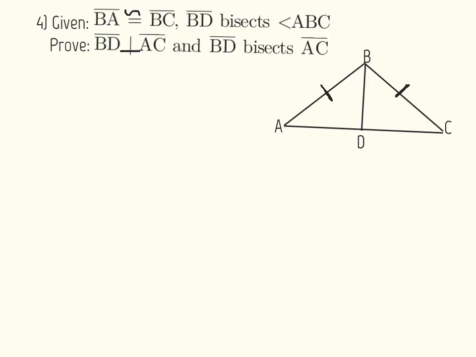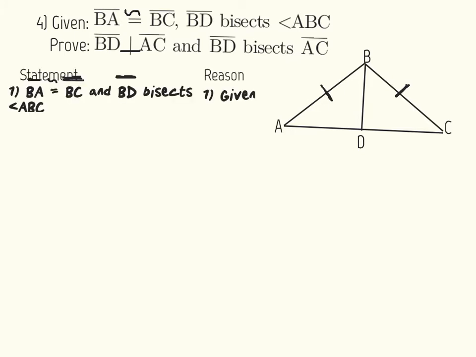Problem number 4. Segment BA is congruent to segment BC. BD bisects angle ABC. We want to prove that BD is perpendicular to AC and that BD bisects AC. So this is kind of two proofs all in one. So it's a 9-step proof. So we start with what we are given, and then we look at where we can go to try to prove the triangles are congruent, and then we can decide with some definitions how things are perpendicular and bisecting.